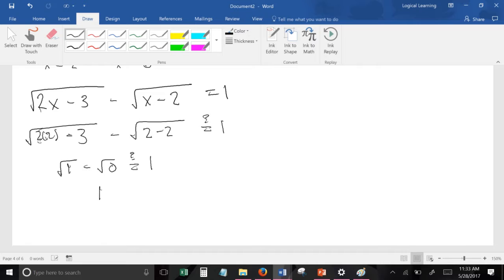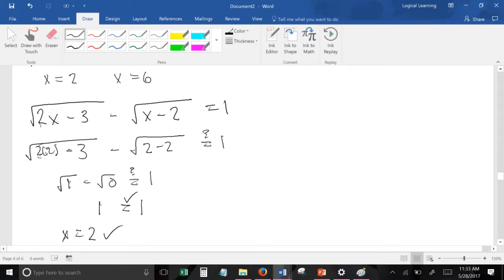1 minus 0 does in fact equal 1. And we know that x equals 2 is in fact a solution. Now let's do the same thing with our other possible solution, which is 6.